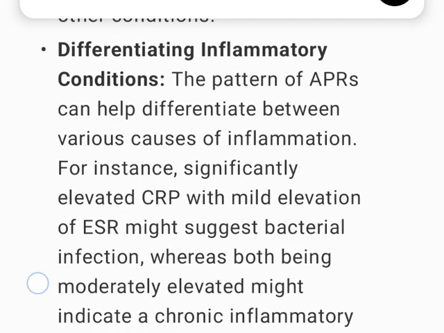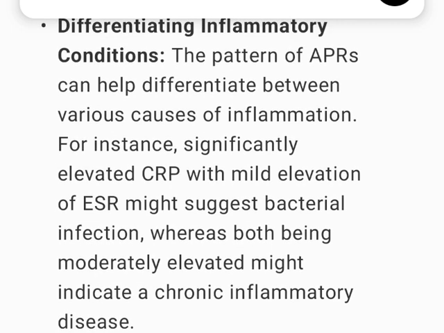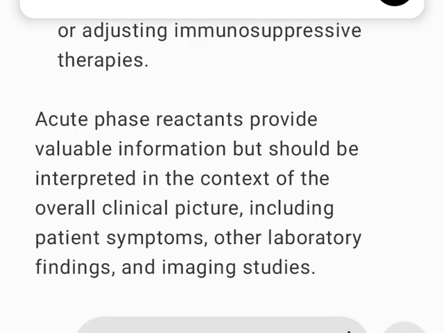Differentiating inflammatory conditions. The pattern of APRs can help differentiate between various causes of inflammation. For instance, significantly elevated CRP with mild elevation of ESR might suggest bacterial infection, whereas both being moderately elevated might indicate a chronic inflammatory disease.